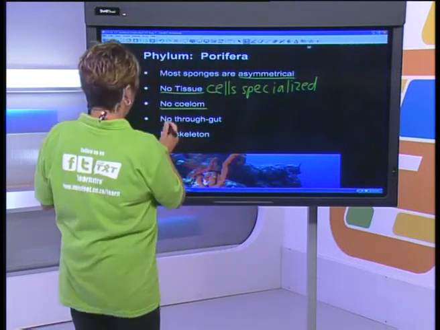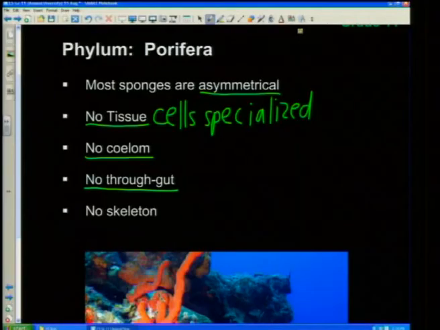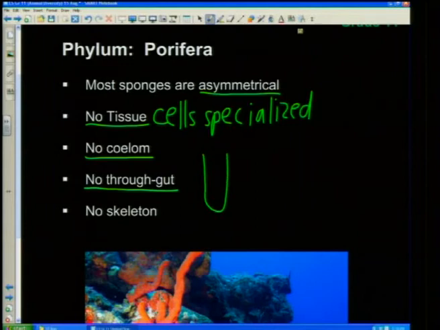So there's no coelom. There's no through gut. Now, if you can remember, the picture of that sponge was something like that. There was that gastrovascular cavity, and there was just one single opening there at the top. So the water filters through and filters out of that cavity again. No through gut.